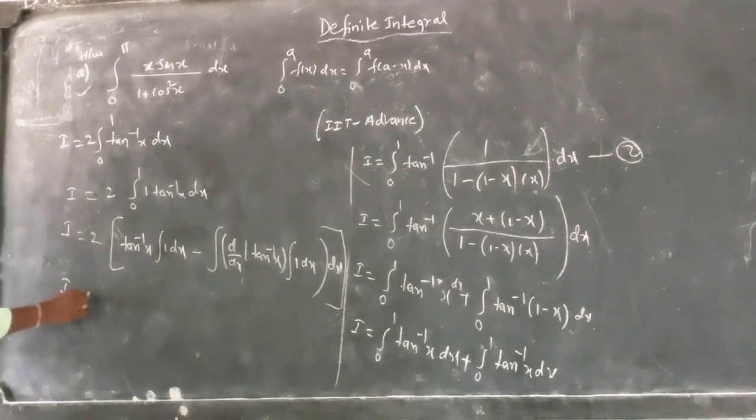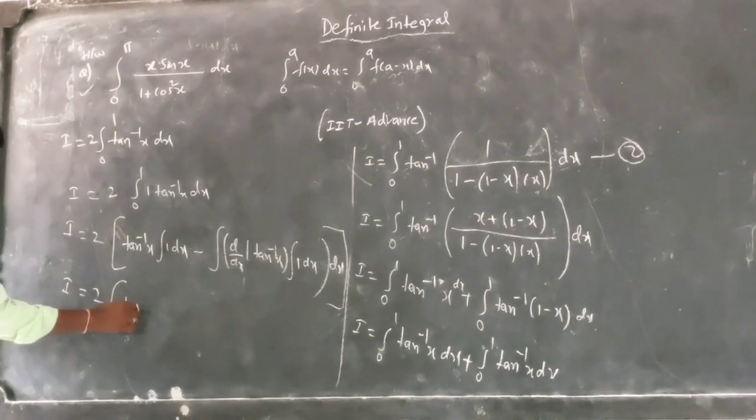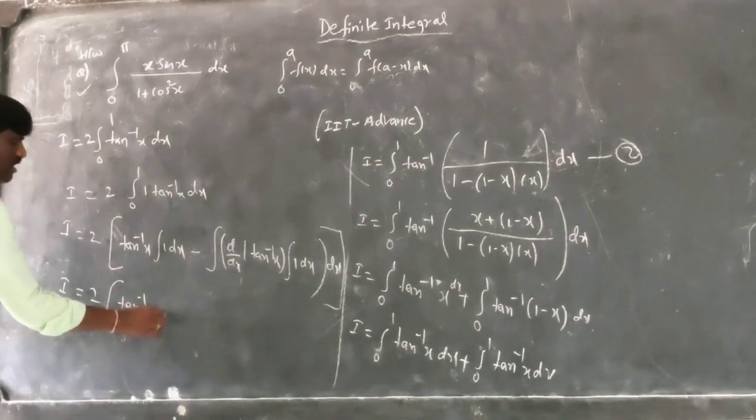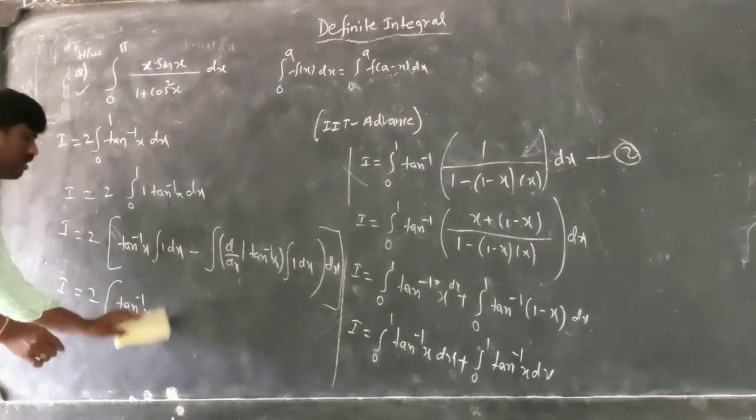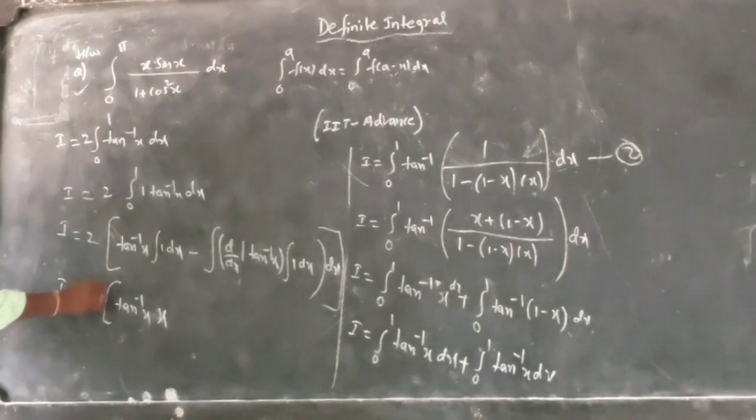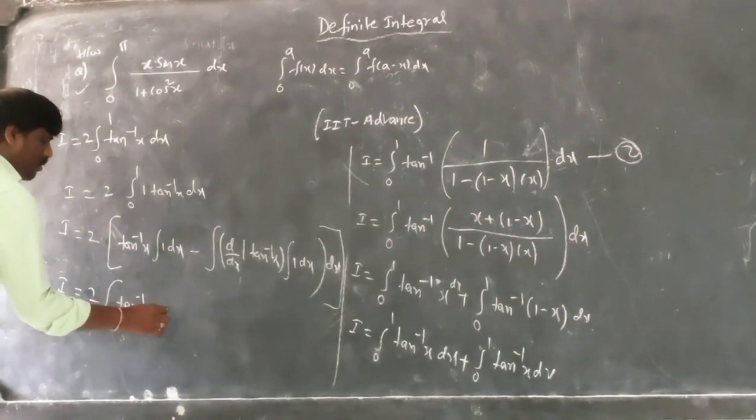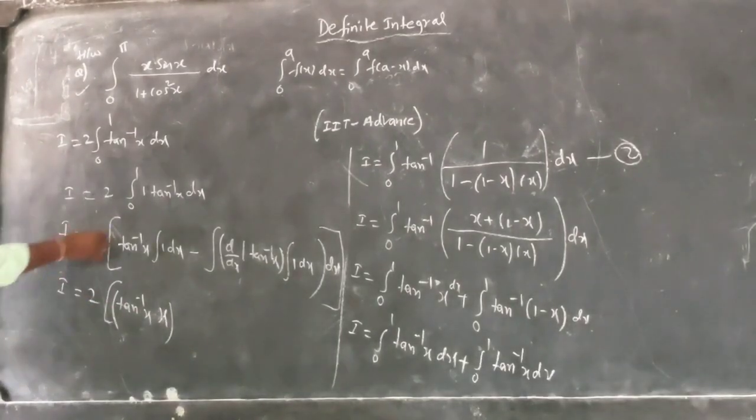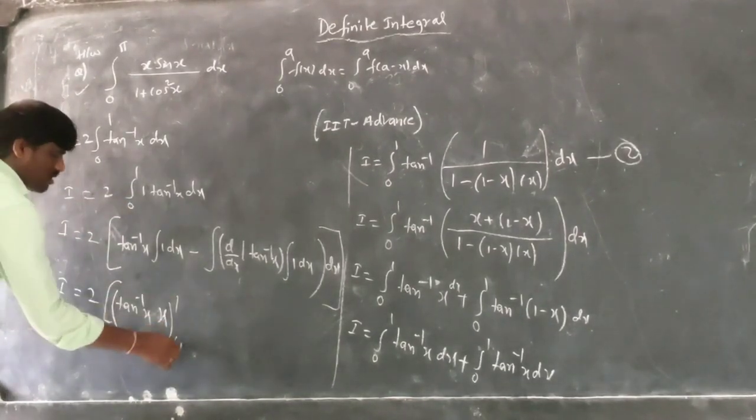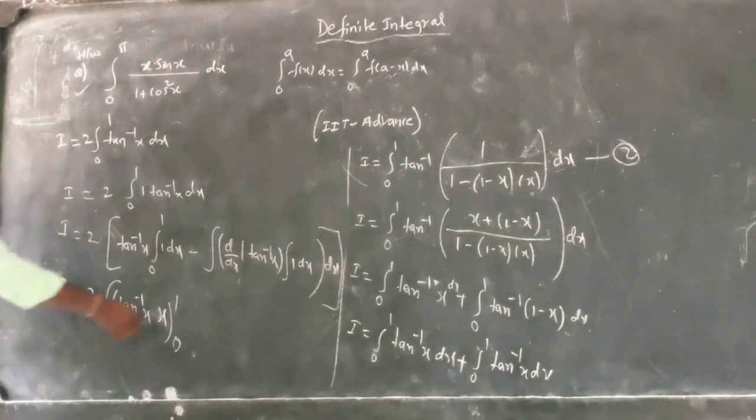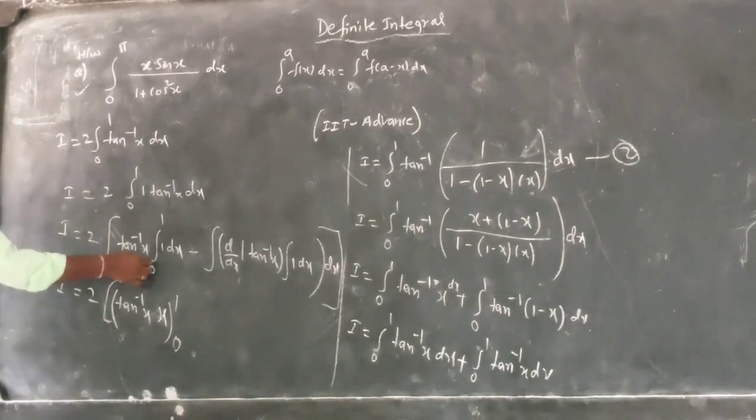I is equal to 2 into the integral of tan inverse x, and the integration of 1 is x. So here it is 2 times the bracket of tan inverse x times x, and now I have to substitute the limits from 0 to 1. I have to apply the interval for the whole expression, not only for this term.